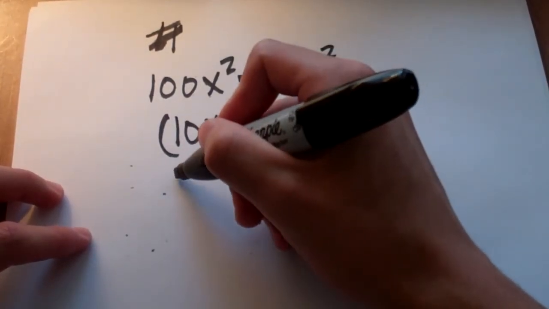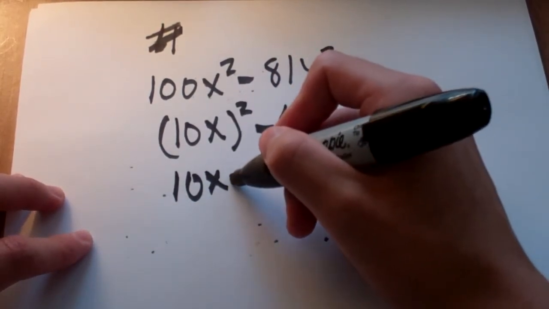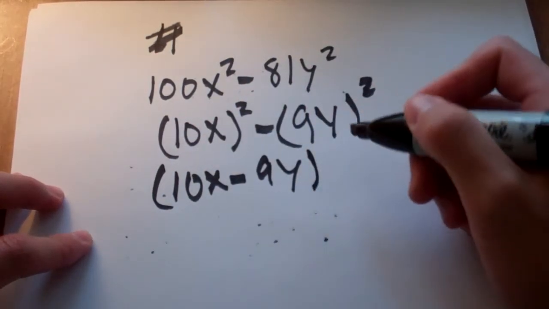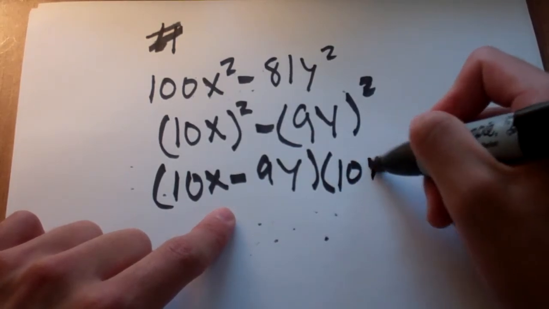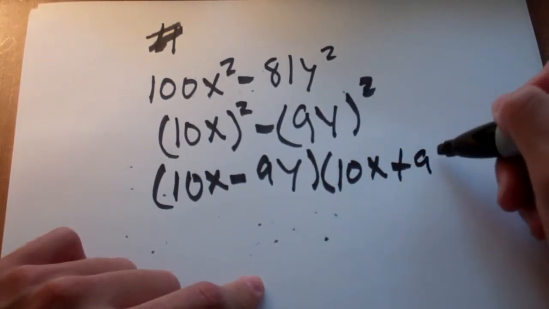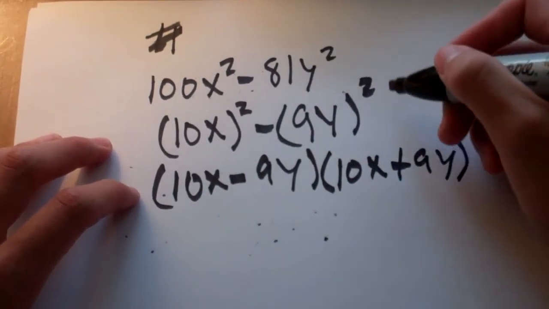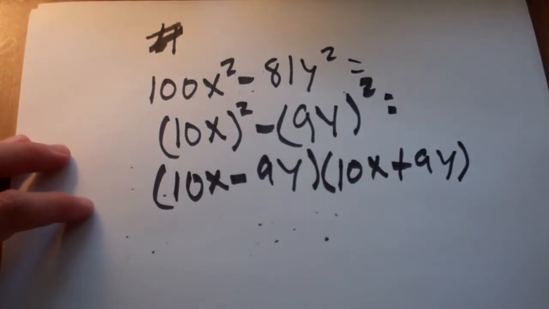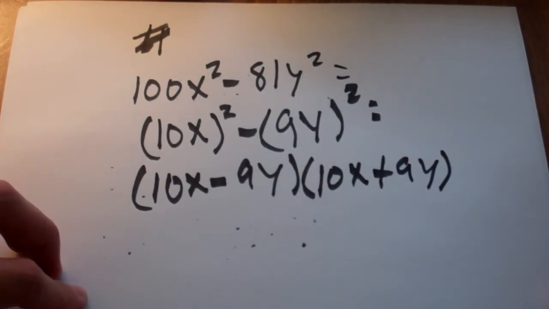So now I can say 10x minus 9y times 10x plus 9y. And if we were to multiply this together, we would get what we started with. So don't forget your equal signs, because math teachers will take off points for equal signs. Okay, so that's our final answer.